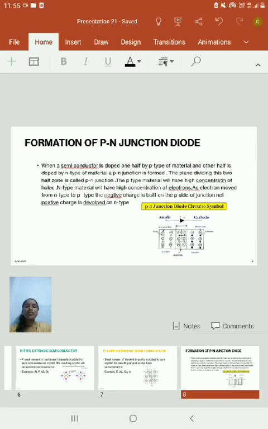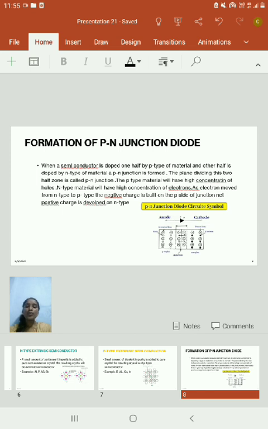Next, formation of a PN junction diode. When a semiconductor is doped, one half with P-type material and the other half with N-type material, and a PN junction is formed, the plane dividing these two half zones is known as the PN junction diode. The P-type material will have a high concentration of holes and the N-type material a high concentration of electrons.